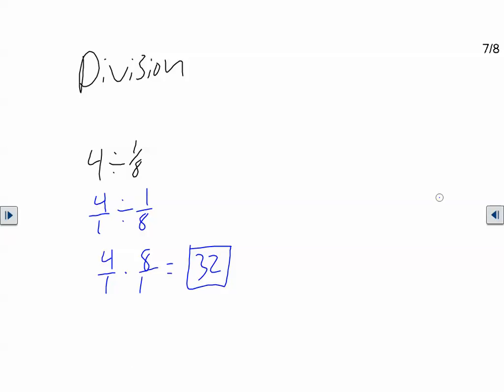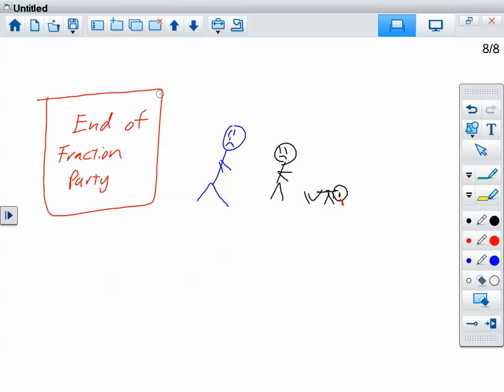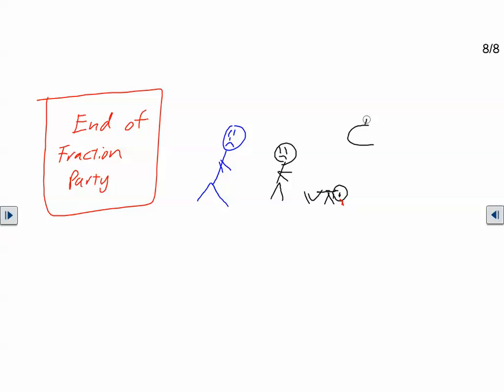And that's the end of our fraction party. Woo! Yay! End of the fraction party. Oh no, they're so sad. The fraction party's over. Oh, this guy's so sad that he fell over and he hurt himself. Oh, that's no good. Somebody call an ambulance. Here's the ambulance. Here it comes.